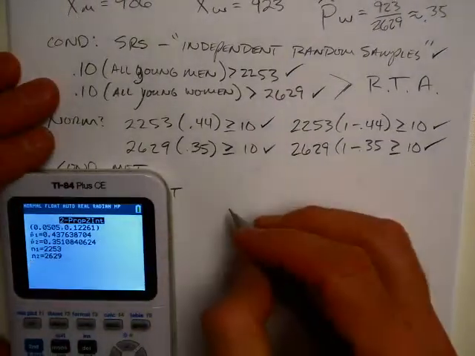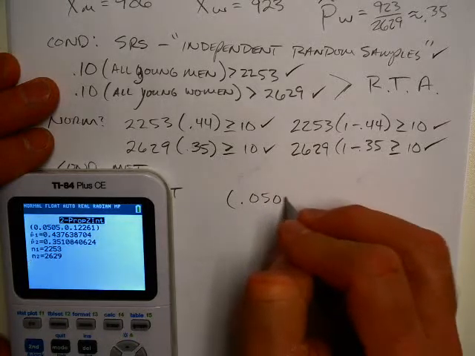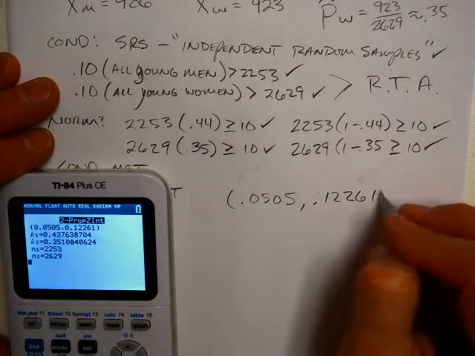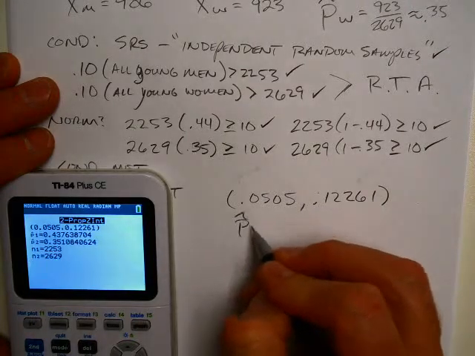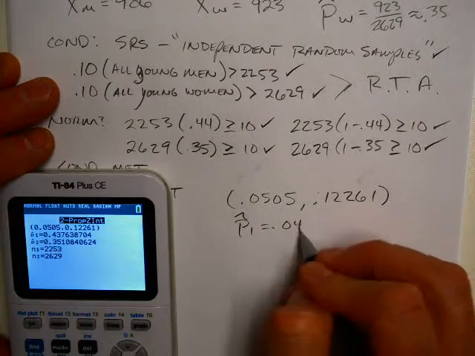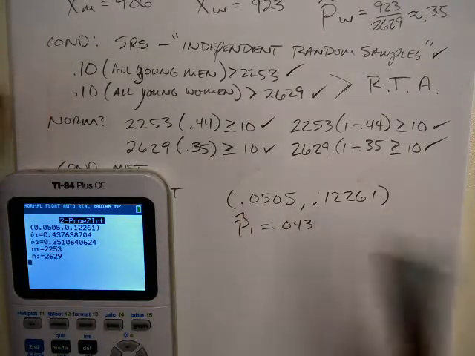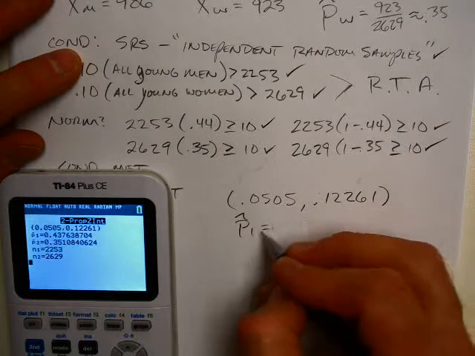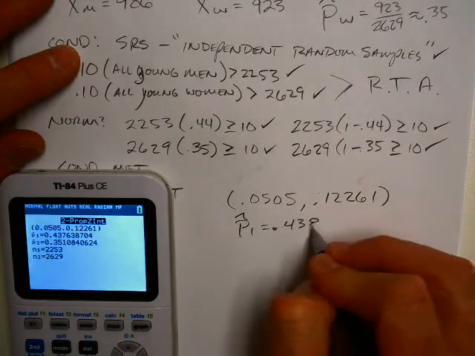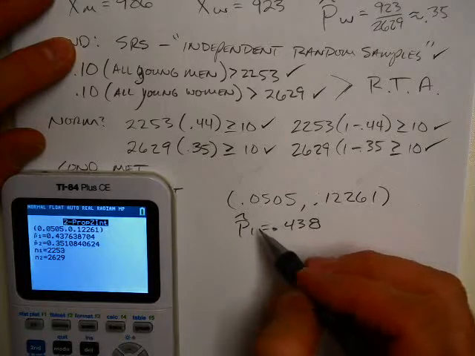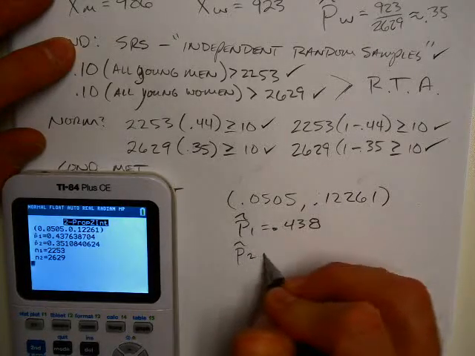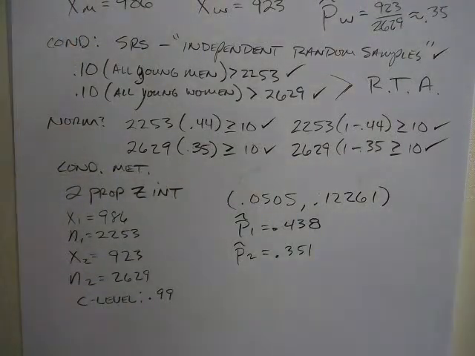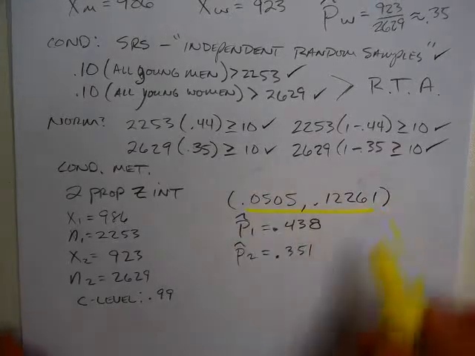So what we get is 0.0505 to 0.12261. P hat 1, 0.437, actually 0.438. And P hat 2, 0.351. And I think we have everything we need, because what we really want is this right here. This is what we need right there.